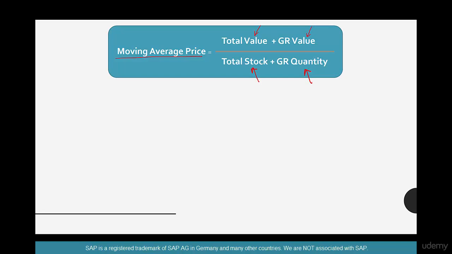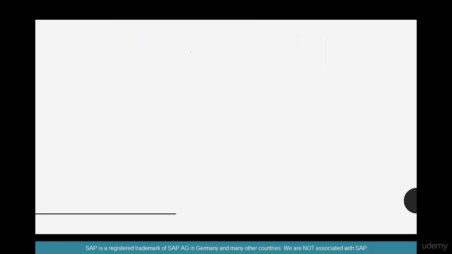So when the first order was created, let me go back. When the first order was created, everything was 0, right? So it was all 0, 0, 0. The quantity was 0. Value was 0. And the moving average price was 0.